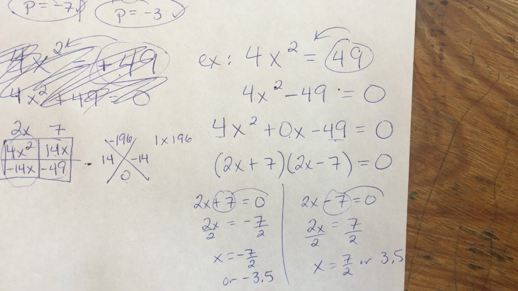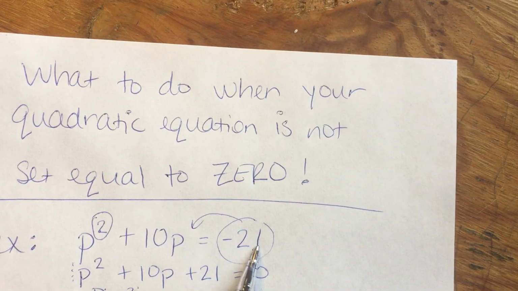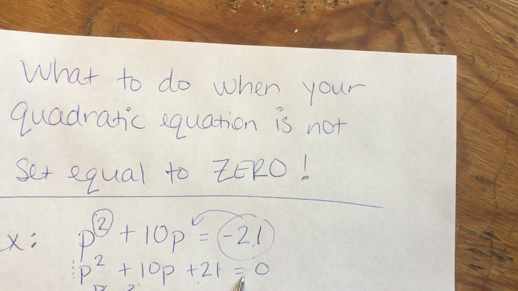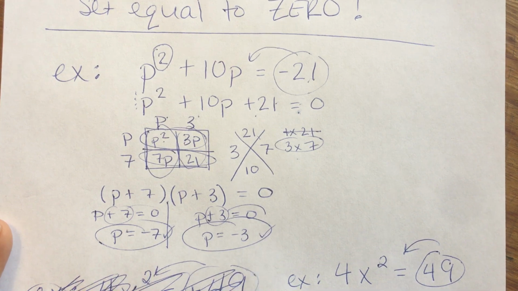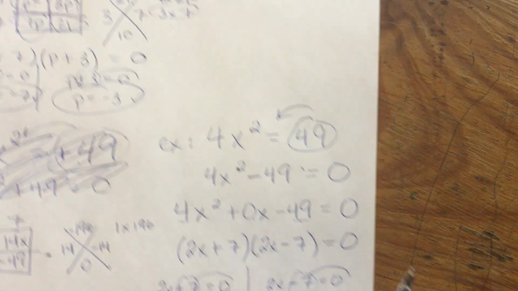Once again, let's review. What did we do first? We made sure it was set equal to 0 by grabbing whatever was over here, jumping it, and changing the sign. Then our quadratic trinomial was set equal to 0 like we need it to be. Then we did our X box factoring process, and then we used the zero product property. That is a review.